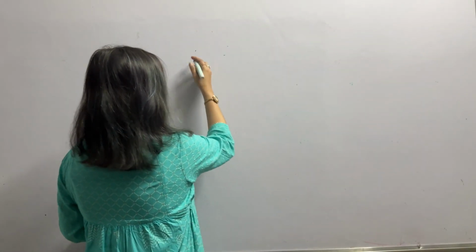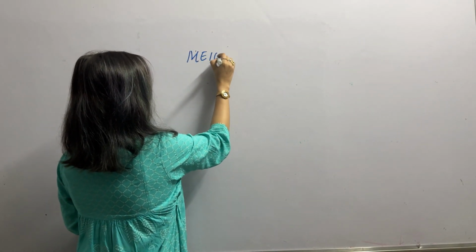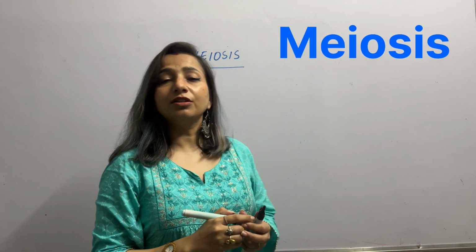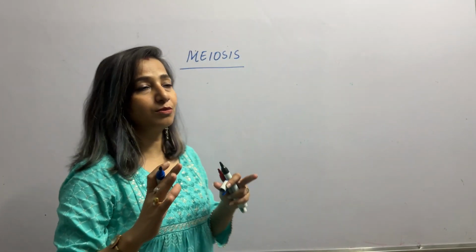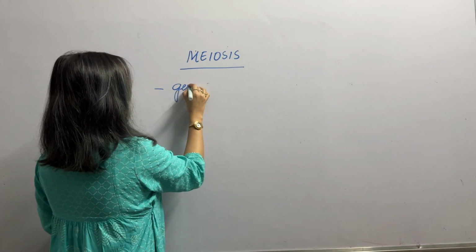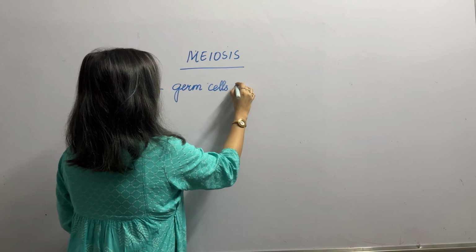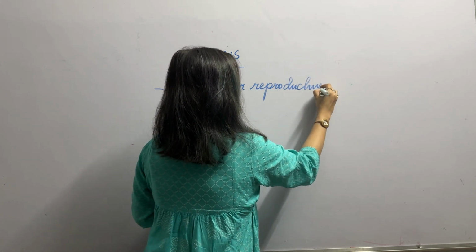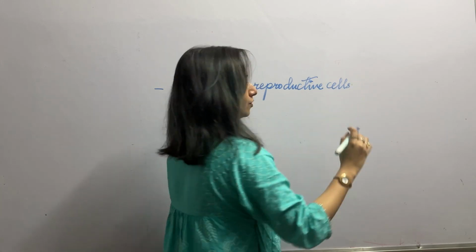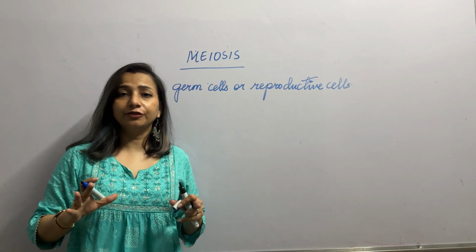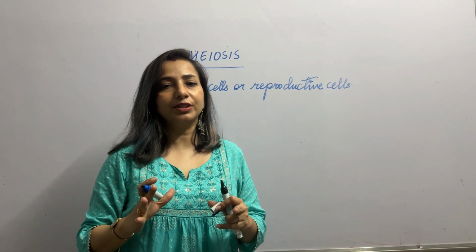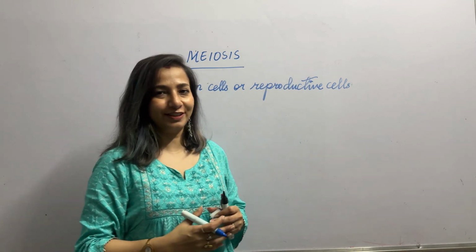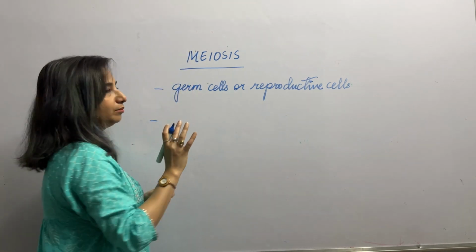Now when we talk of meiosis, all of you know, meiosis occurs where? Meiosis occurs in the germ cells, or reproductive cells. So for example, when there is production of egg in the ovary, it involves a meiotic kind of cell division. Clear?